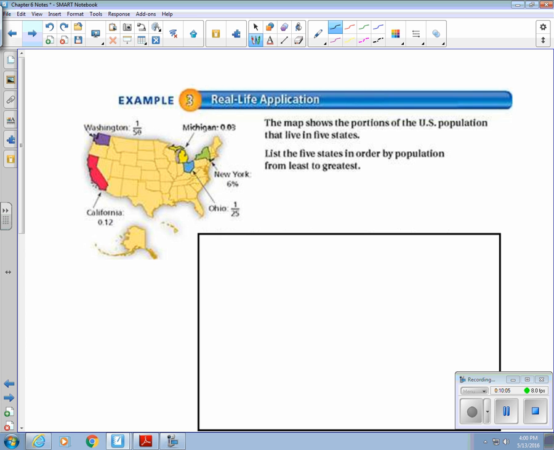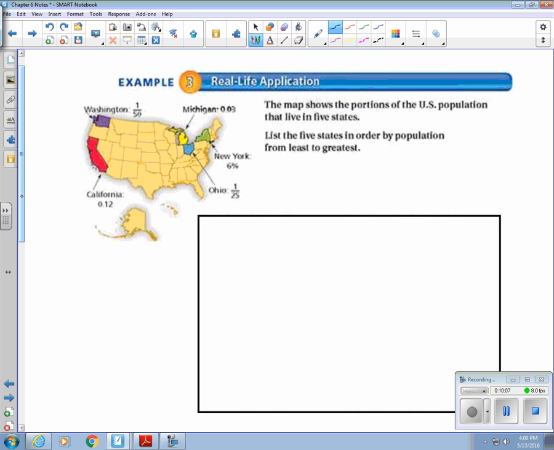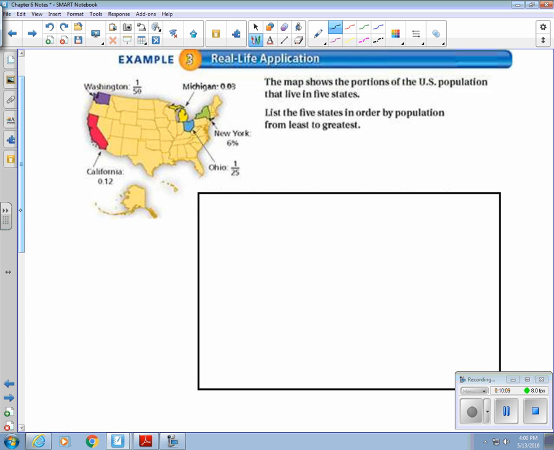All right, another real-life application of this skill. The map shows the portions of the U.S. population that live in 5 states. List the 5 states in order by population from least to greatest. That means from smallest to largest.